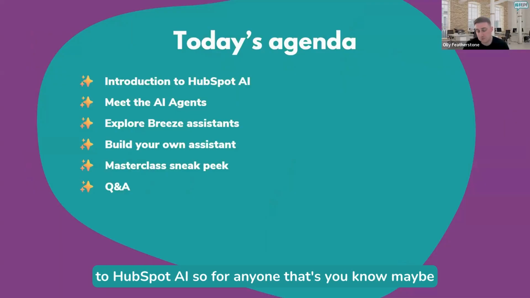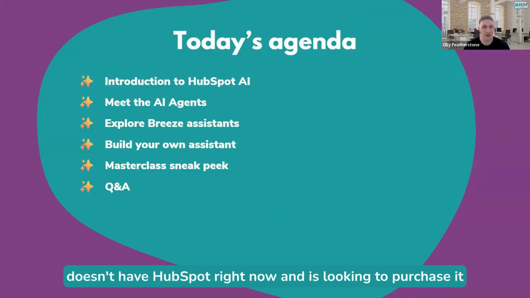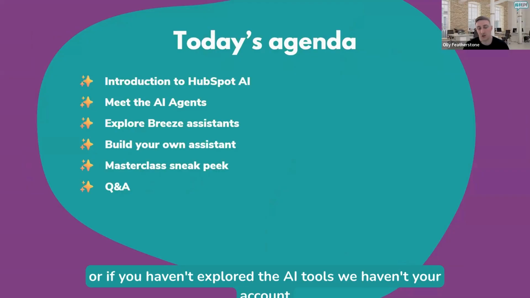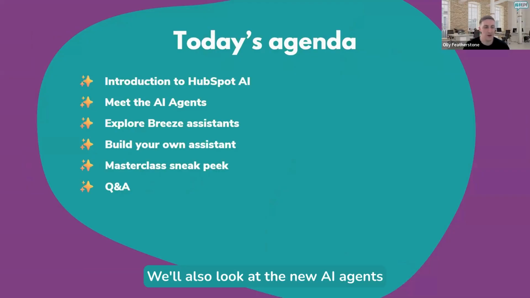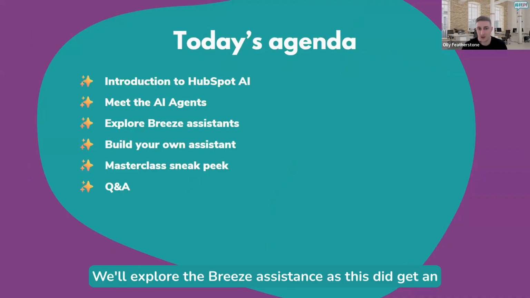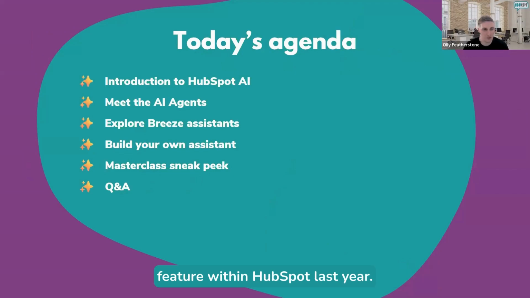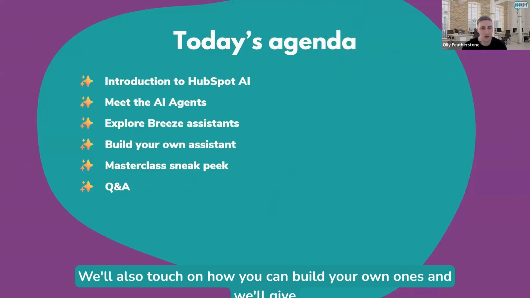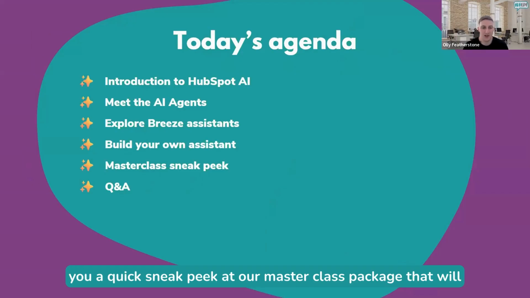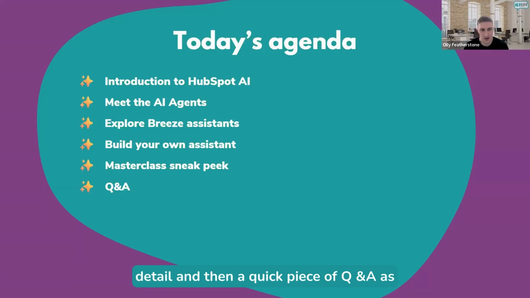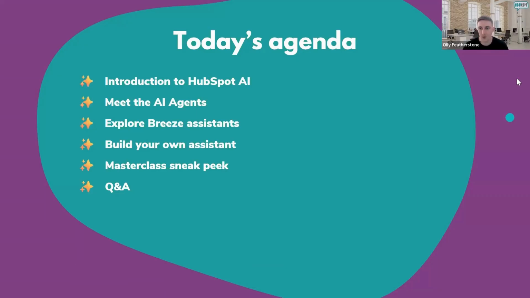So for anyone that maybe doesn't have HubSpot right now and is looking to purchase it, or if you haven't explored the AI tools within your account yet, we'll also look at the new AI agents that were released this year at Inbound. We'll explore the Breeze Assistants, as this did get an update if you were previously using the Copilot feature within HubSpot last year. We'll also touch on how you can build your own ones, and we'll give you a quick sneak peek at our masterclass package that will be coming out as a service that explores all of this in more detail, and then a quick piece of Q&A as well.